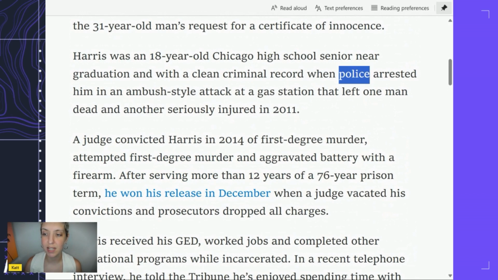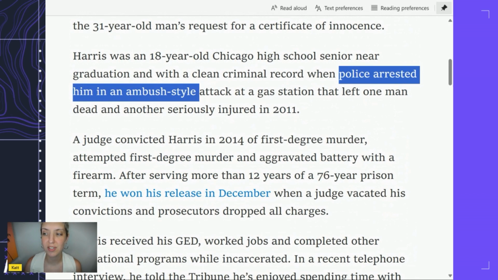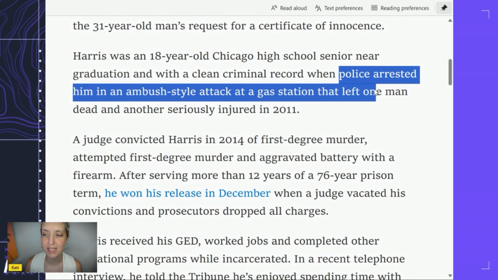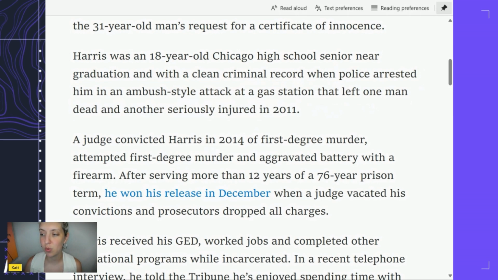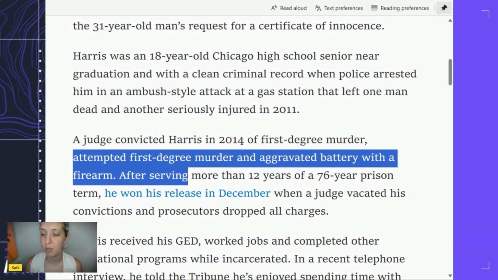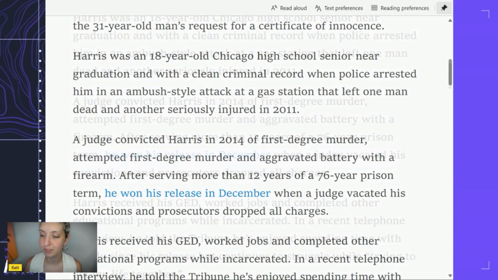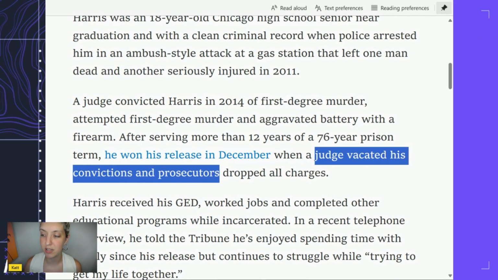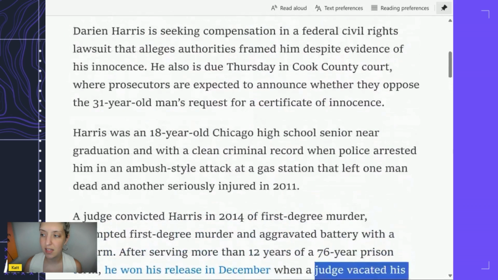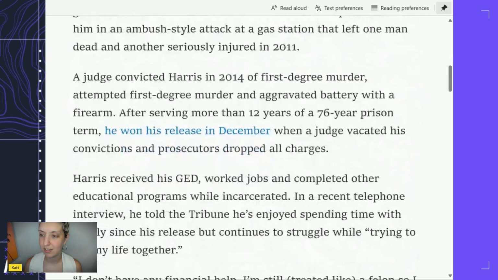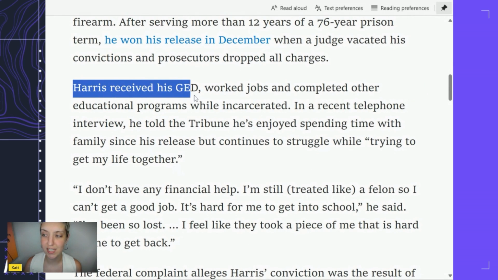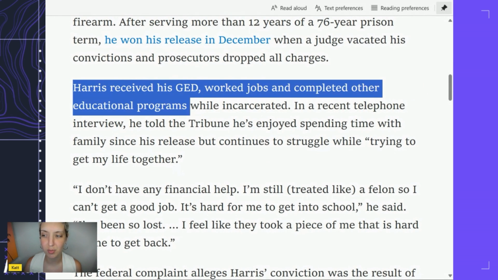So police arrested Harris in response to an ambush-style attack at a gas station that left one man dead and another seriously injured in 2011. His convictions were for first-degree murder, attempted first-degree murder, and aggravated battery with a firearm. So that's what he was actually convicted of. Although his convictions were vacated and prosecutors dropped all charges, the application for his certificate of innocence is still pending. While incarcerated, Harris received his GED, worked jobs, and completed other educational programs.